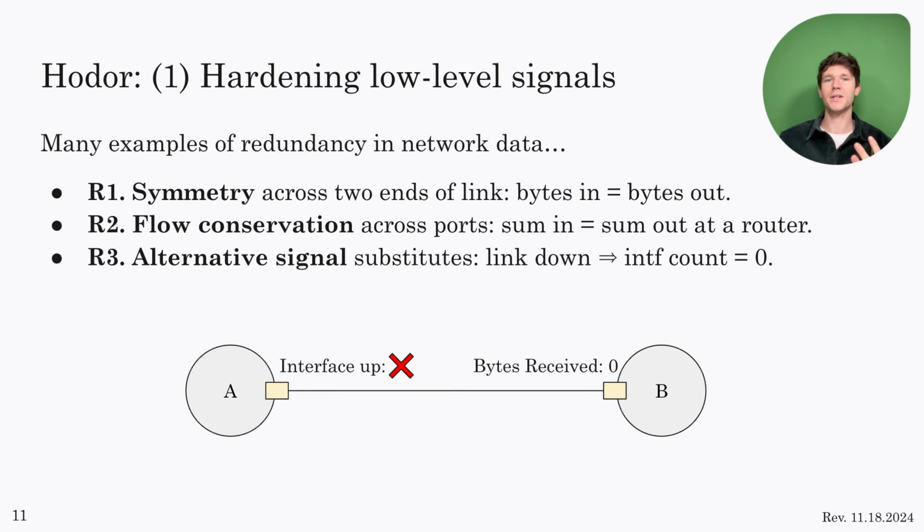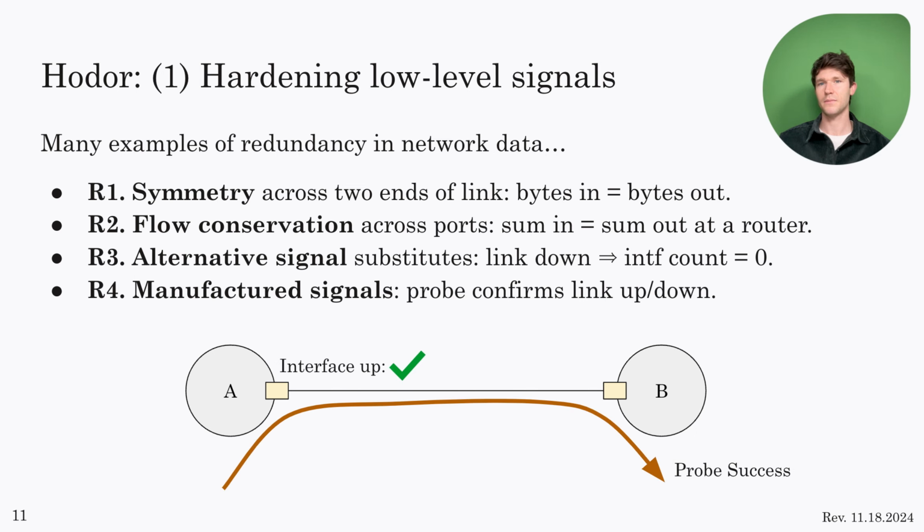There's also redundancy available through alternative signal substitutions. That is, some observations, such as an interface being up or down, must coexist with other observations, such as 0 bytes being sent or received. Another thought we had in the paper was that we could also manufacture redundancy when there's not enough naturally available, through taking explicit additional actions such as sending a probe to confirm that an interface is up or down.